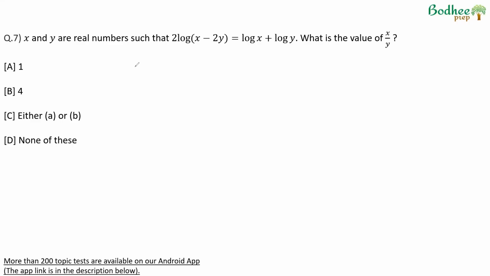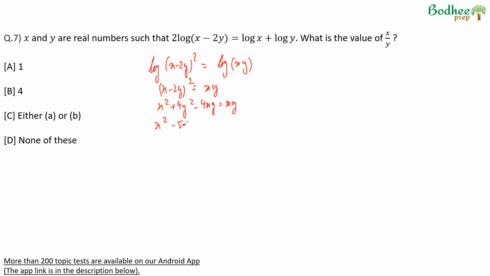x and y are real numbers such that 2 log of x minus 2y is equal to log x plus log y. We can take the 2 as the power and write it as log of x minus 2y whole square is equal to log of a plus log of b is log of a into b. Since we have log on both sides, we can say x minus 2y whole square is equal to xy, which means x square plus 4y square minus 4xy is equal to xy, which means x square minus 5xy plus 4y square is equal to 0.